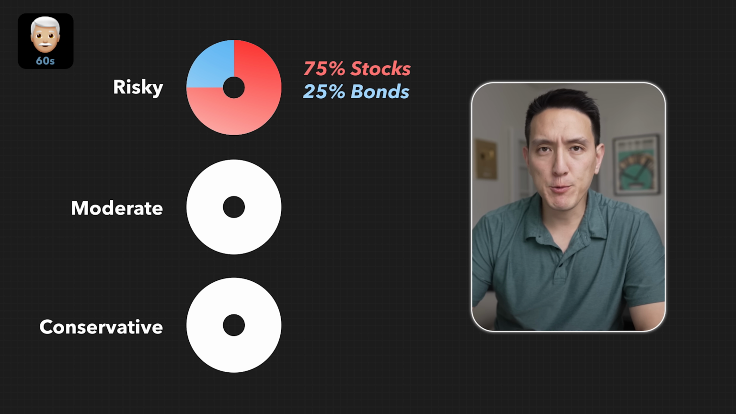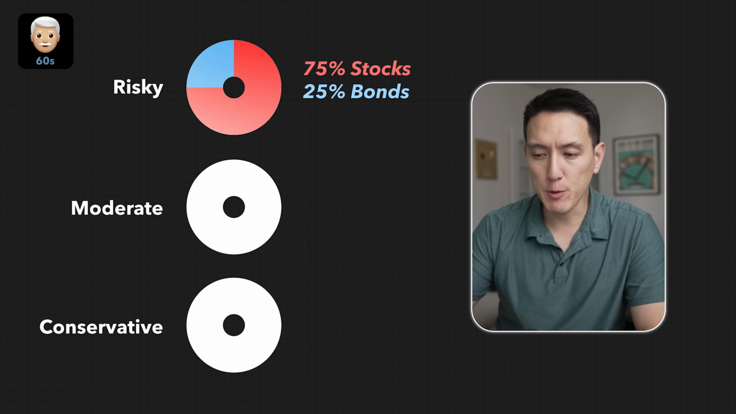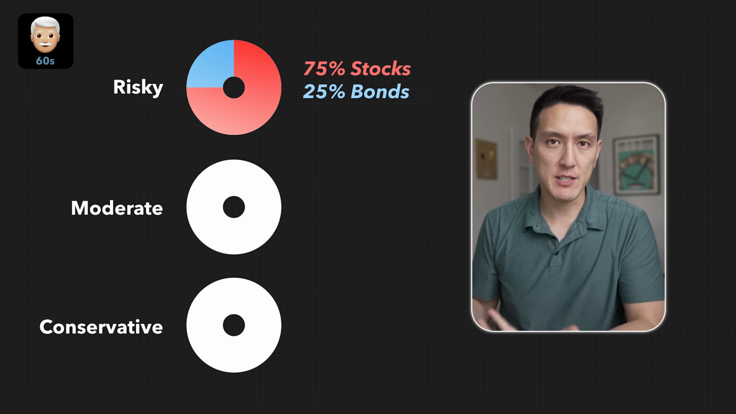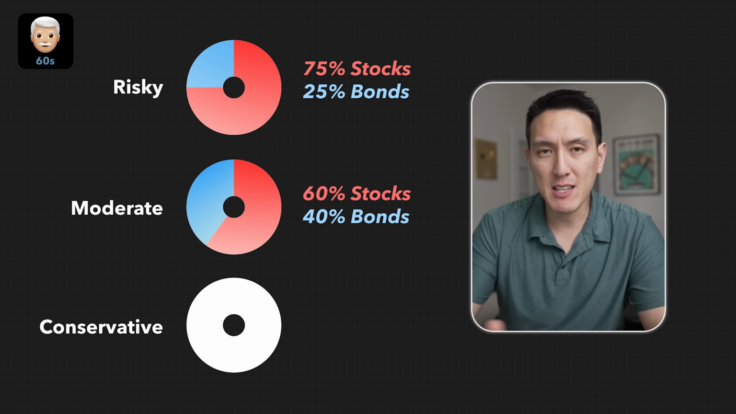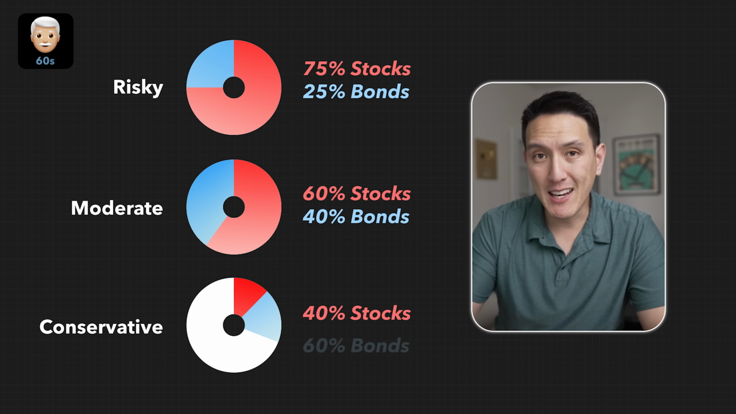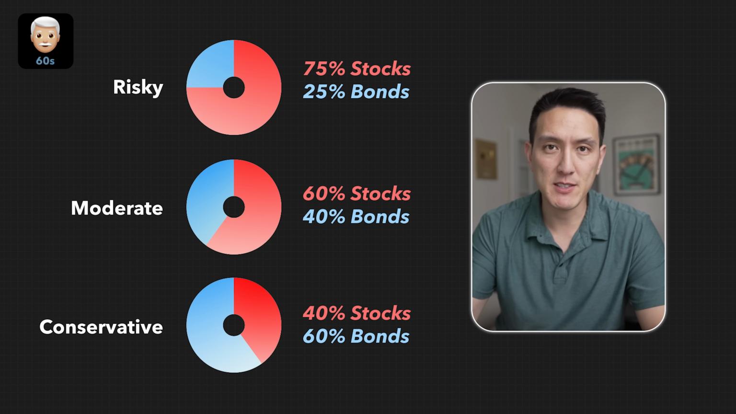However, most retirees will probably be in the moderate or the conservative approaches for this age group, especially because they're relying on their nest egg for retirement. A moderate risk profile at this age might have 60% in stocks and 40% in bonds, and a conservative risk profile would have 40% in stocks and 60% in bonds in your 60s.